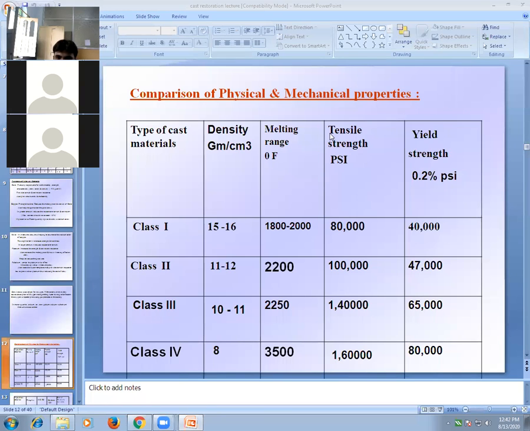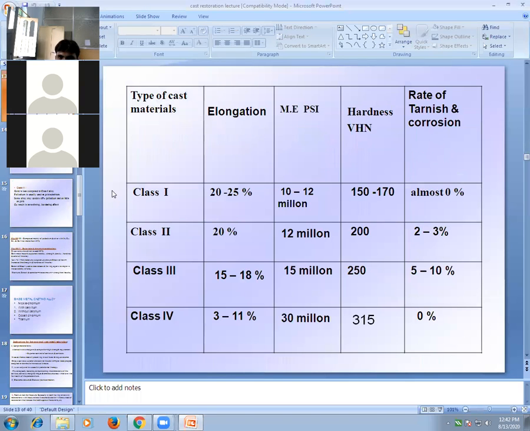Next one is, so again, the class 1, there is more elongation. That is 20 to 25%. In class 2 also there is 20%. In class 3, 15 to 18%. In class 4, 3 to 11%. So the hardness 150 to 170, 200, 250, 315.